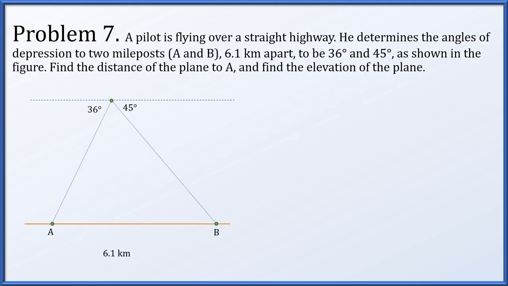Next up in problem 7, a pilot is flying over a straight highway. He determines the angles of depression to two mileposts, A and B, to be 6.1 kilometers apart, calling into question why we would call them mileposts. However, the angles of depression are 36 and 45 degrees respectively, as shown in the provided figure. Find the distance of the plane to milepost A, but also find the elevation of the plane.